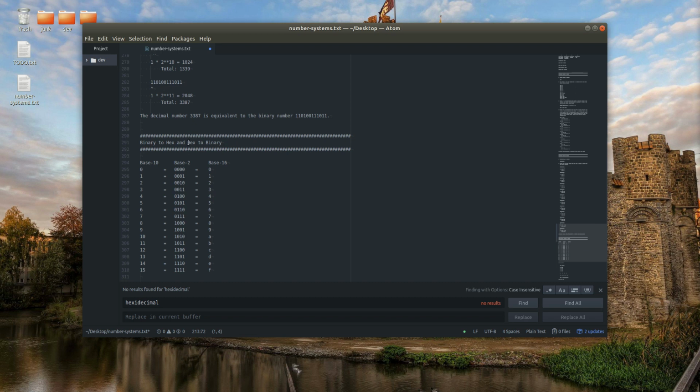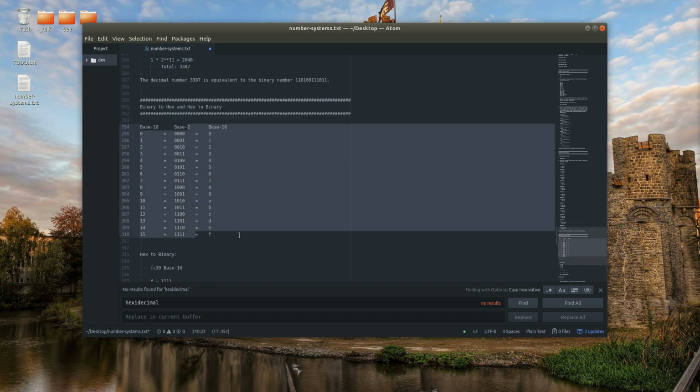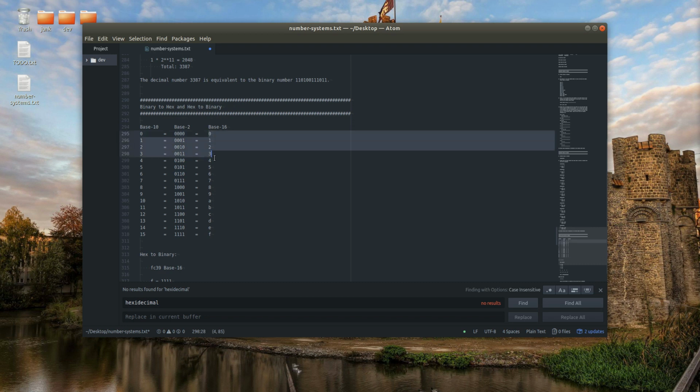So binary to hex and hex to binary is way easier. It's convenient because the hexadecimal system is base 16, which is a power of 2. Because it's a power of 2, it makes the conversion incredibly easy. So the first thing you do when you're converting binary to hex or hex to binary is you list out the 16 binary representations of the 16 hexadecimal symbols.